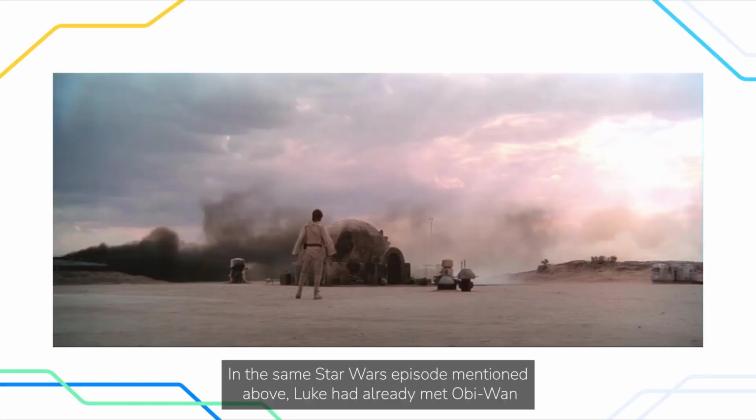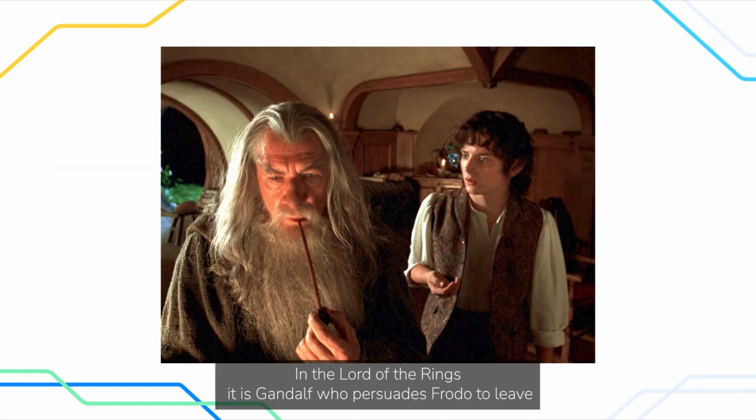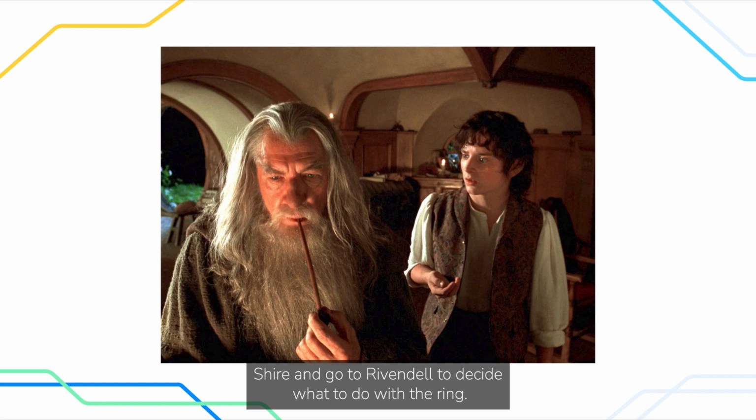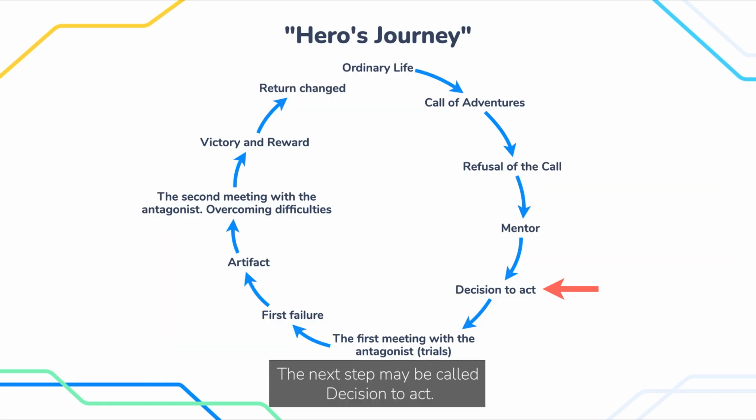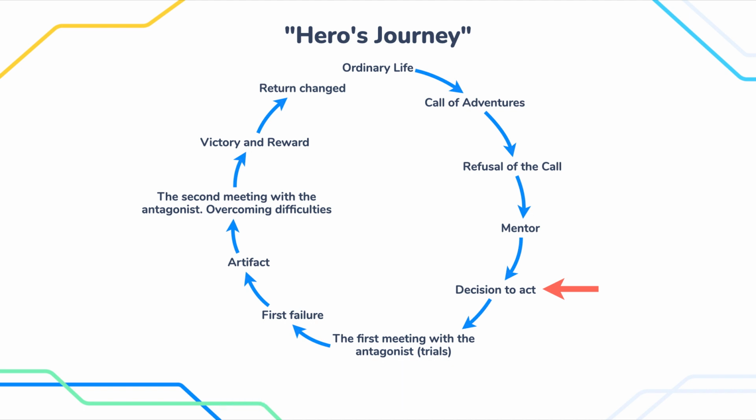In the same Star Wars episode mentioned above, Luke had already met Obi-Wan and refused to go with him to Leia's home planet. But after he finds out the Imperial stormtroopers killed his uncle and aunt, he agrees and goes with him. In The Lord of the Rings, it is Gandalf who persuades Frodo to leave the Shire and go to Rivendell to decide what to do with the ring. The next step may be called the decision to act. The hero answers the call of adventure and starts the journey.